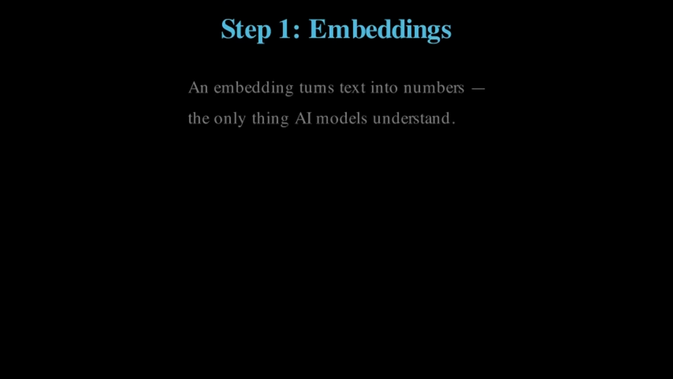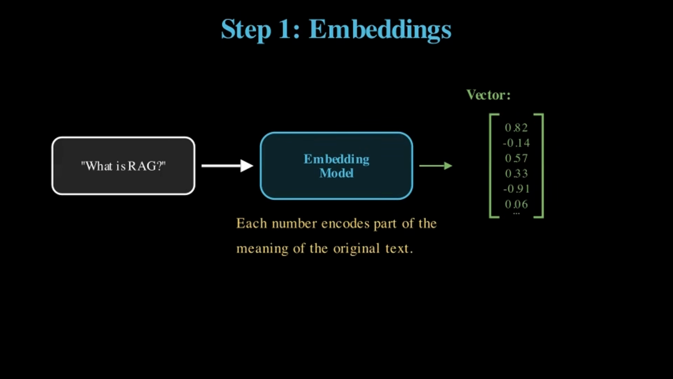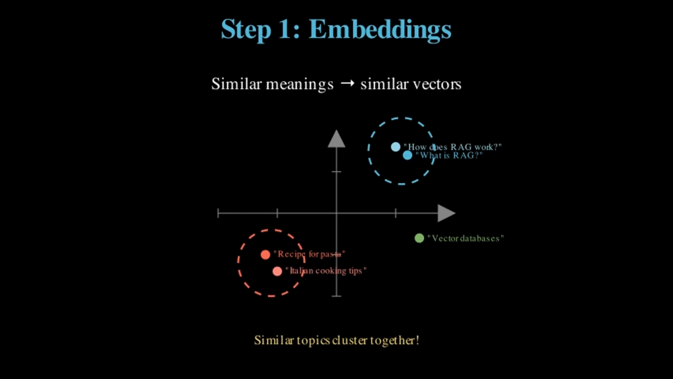First up are embeddings. An embedding is basically a way to turn text into numbers, because that's the only thing that AI models understand. When you feed text into a RAG system, the system converts it into something called a vector, which is just a long list of numbers that represents the meaning of that text.